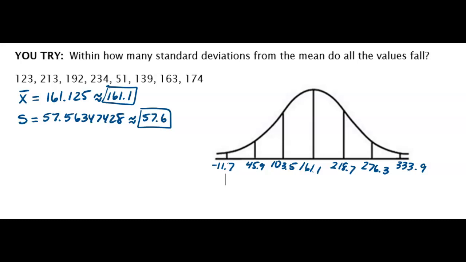So what we need to do is take a look at our data and identify the highest and the lowest value in this list. I'm going to start with the lowest because it just kind of stuck out to me. The lowest value is 51.